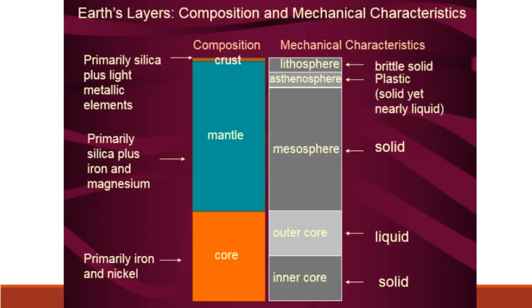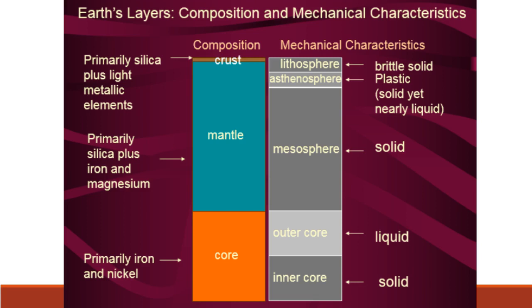Layers on the left side of the table are based on the differences in composition of each layer, of which the crust is composed primarily of silica plus light metallic elements. As you go below, it will still be made of silica, but iron and magnesium will now be present. And lastly, the core is made up of iron and nickel.